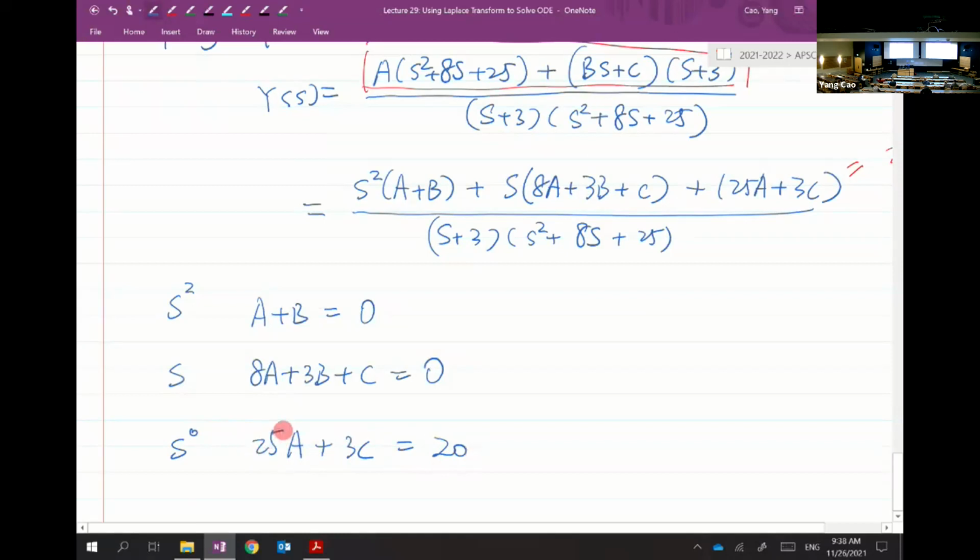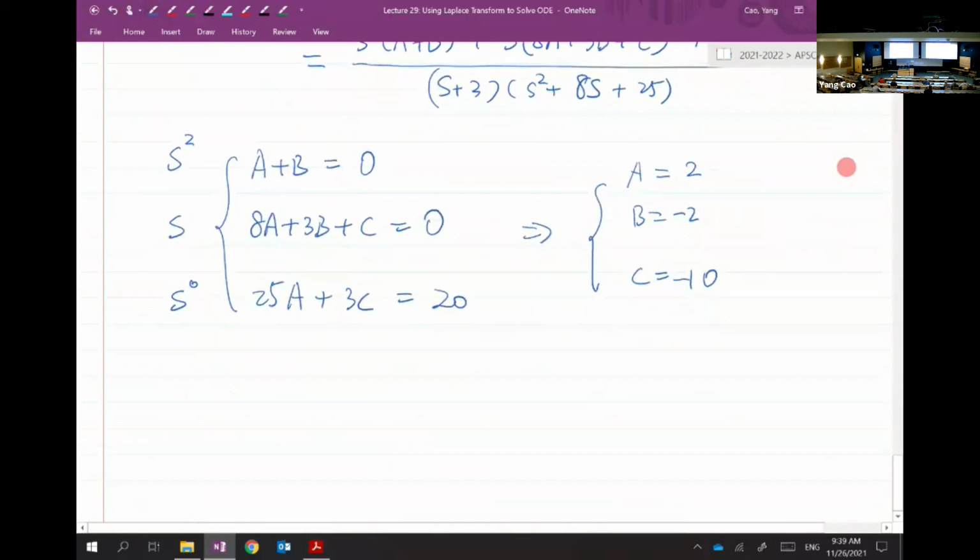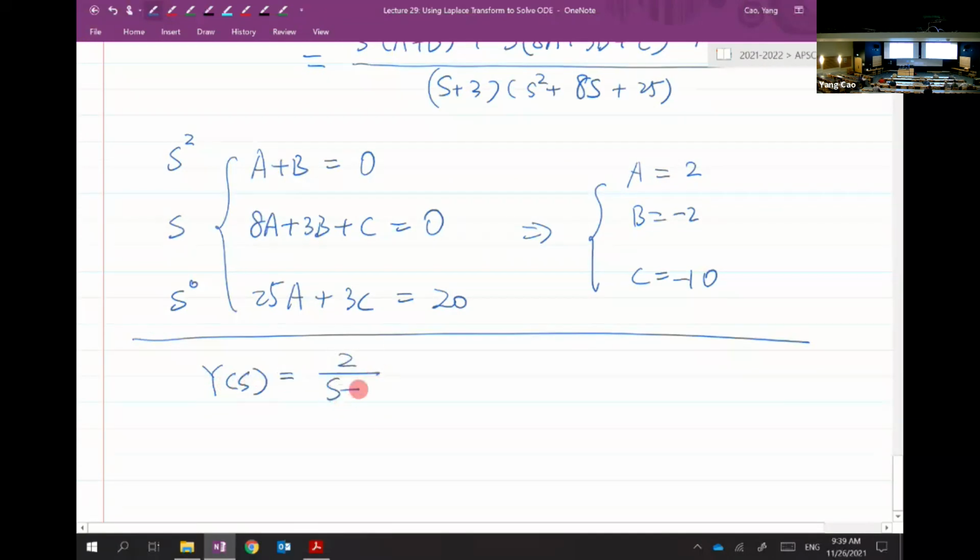So 3 equations, 3 unknowns. They're all linear. You should be able to solve for a, b, c, which is 2 for a, b is -2, and c is -10. So that's the result of comparing coefficients. Okay, good. So now y of s equals 2 over s plus 3, plus (-2s minus 10) over s squared plus 8s plus 25.